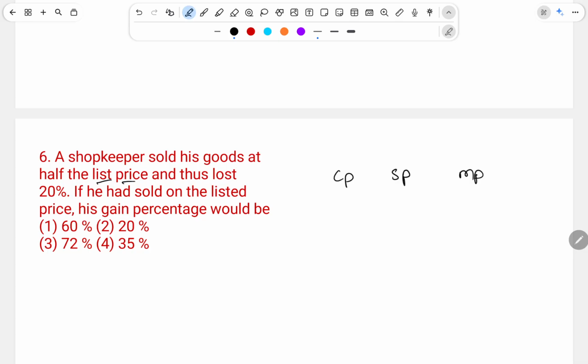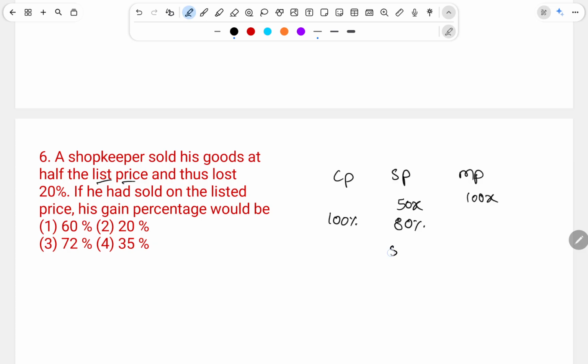A shopkeeper sold his goods at half the price. So let us say he had 100x goods. Sold at half the list price is 50x. Because of this, he lost 20%. So CP is 100%. On SP, 20% less means 80%.